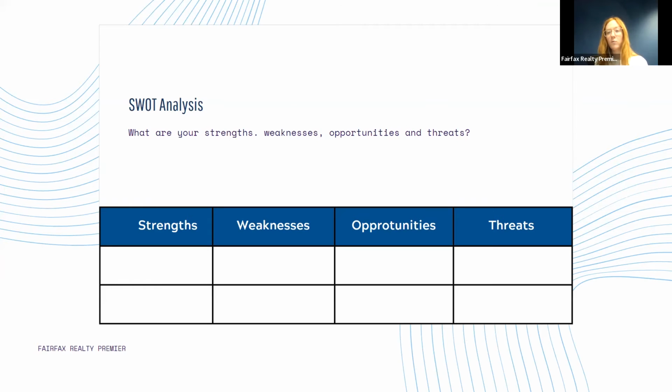Somebody give me, what do you think a weakness could be? I know we all don't like to say that we have weaknesses, but of course, that's not true. What do you guys think a weakness would be?